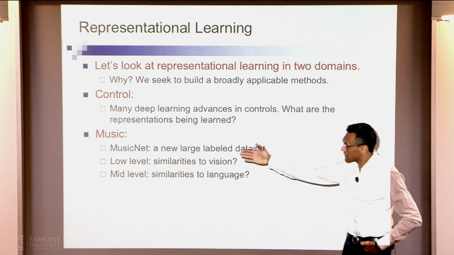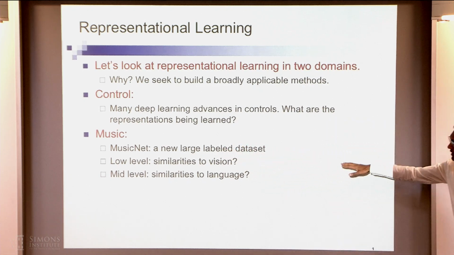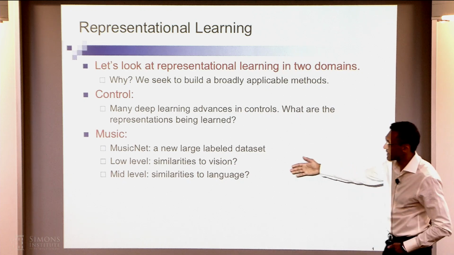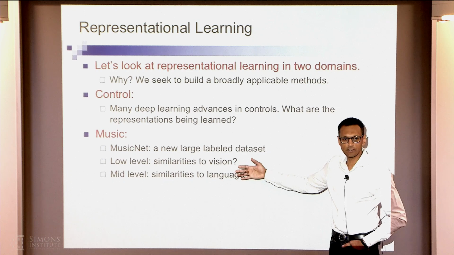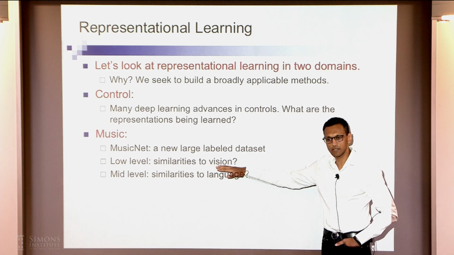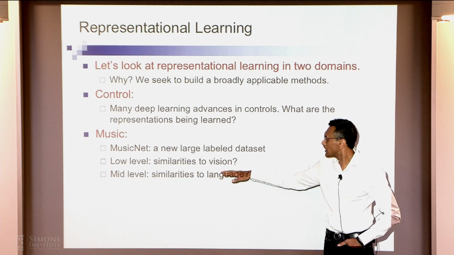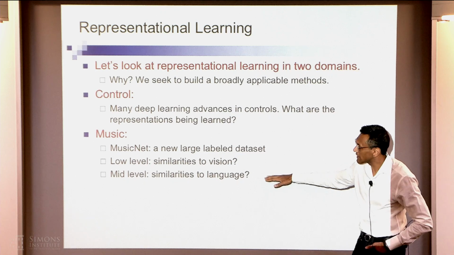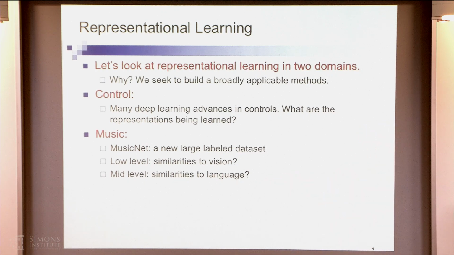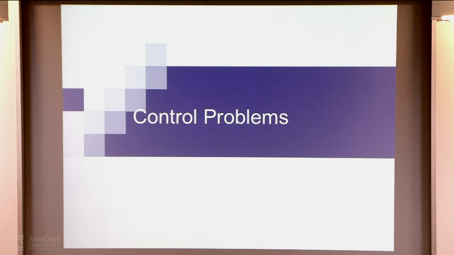And in the last year, I've been looking at questions in music. We released this data set called MusicNet, which I'll discuss later, but it's a very large labeled data set. Music is interesting because I think it shares commonalities and differences with domains we've studied quite a lot. At the low level, there are similarities to vision because there are a lot of signal processing aspects. And very quickly, there are commonalities to language when we start thinking about composition. It'll blend both of these two ideas. Okay, so let's start with control problems.